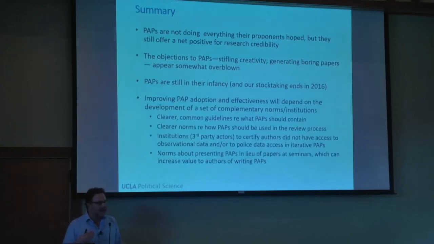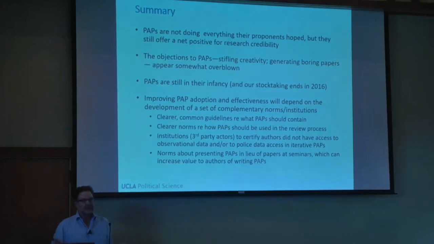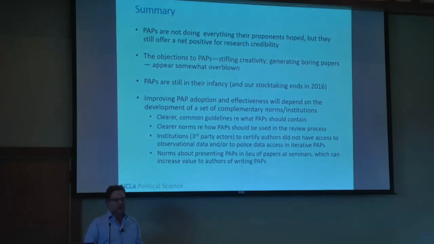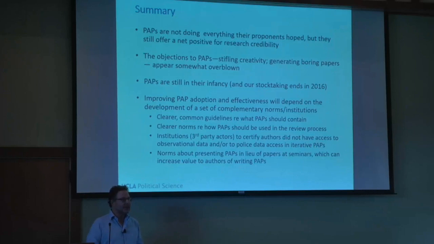But the point I want to end on is that improving pre-analysis plan adoption and improving the effectiveness of pre-analysis plans is going to depend on more than just whether everybody gets all 4 of those criteria in that histogram, right. It's also going to depend on the development of a set of complementary norms and institutions in the social sciences, and specifically in political science and economics, because that's the focus of this paper more narrowly.